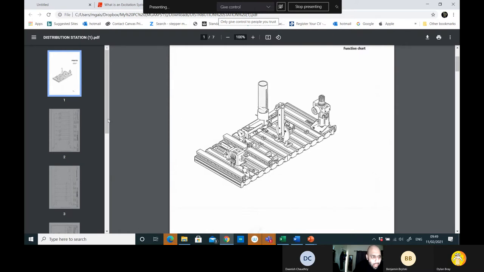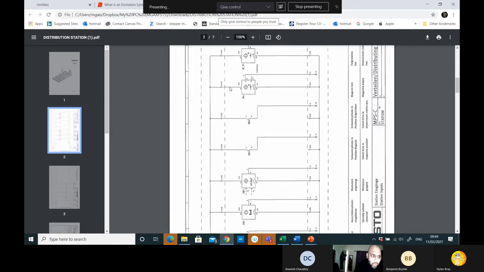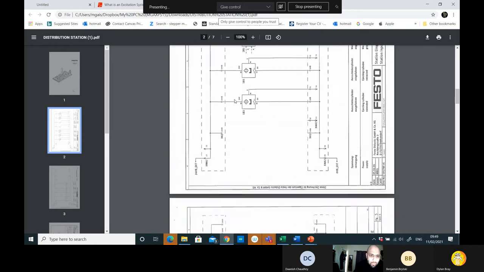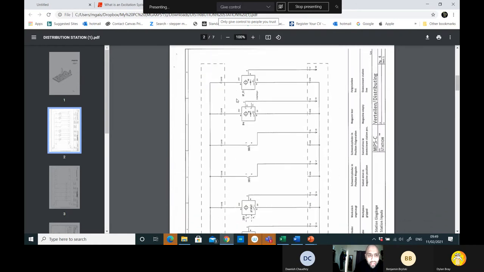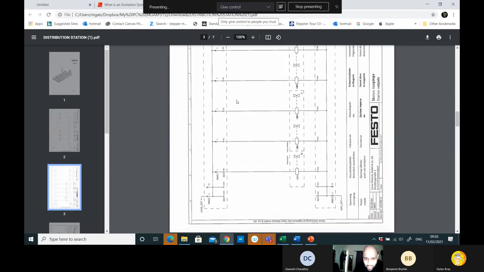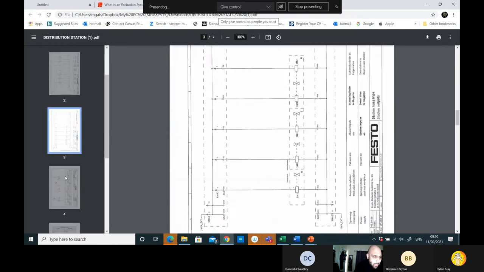And now you've got to figure out, if you're in a workshop, what the inputs are, what the outputs are, what the sensors are. You've got your schematic diagrams, which you get with these, and you've got to be able to read basic schematic diagrams to have an idea of what the inputs and outputs are. Now, they look a bit complicated, but once you're able to read them, they're not really that complicated.